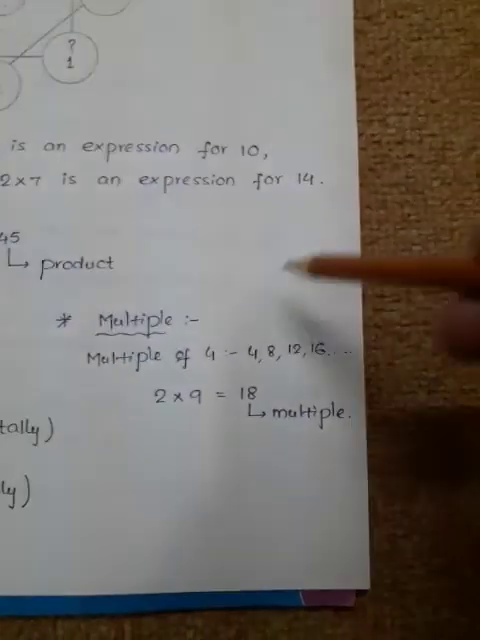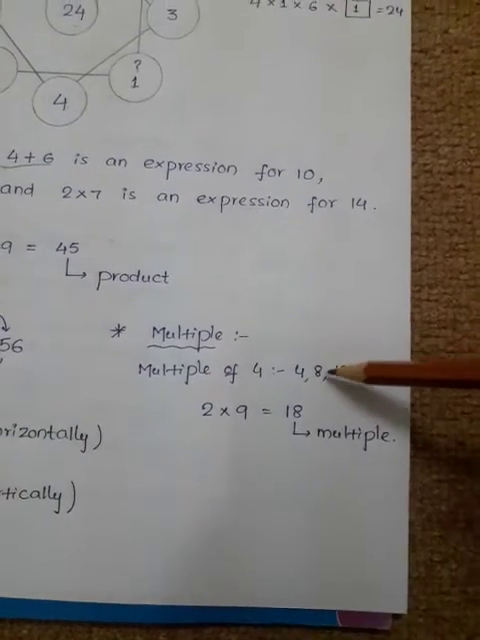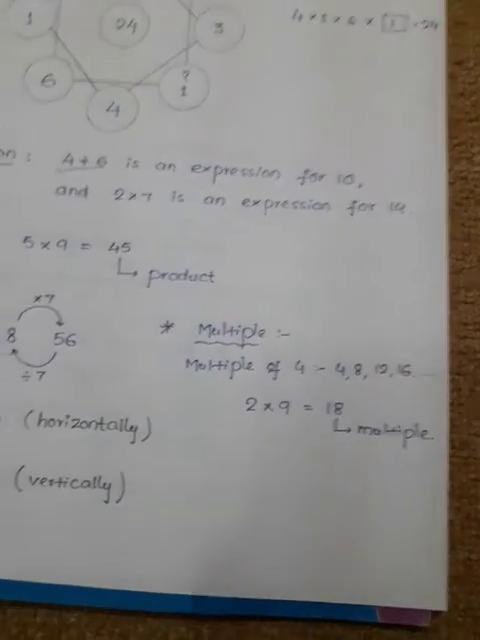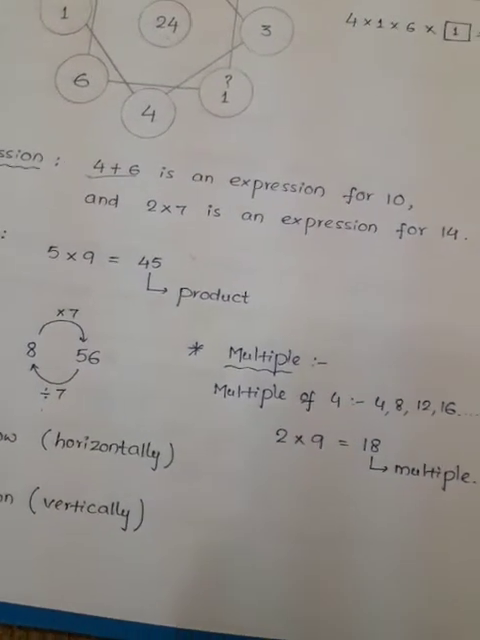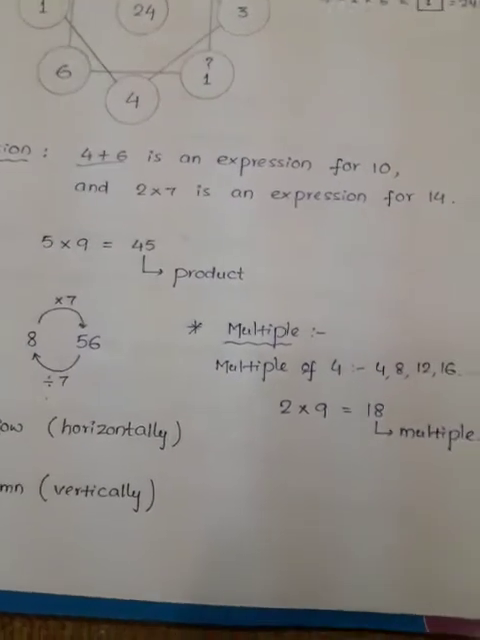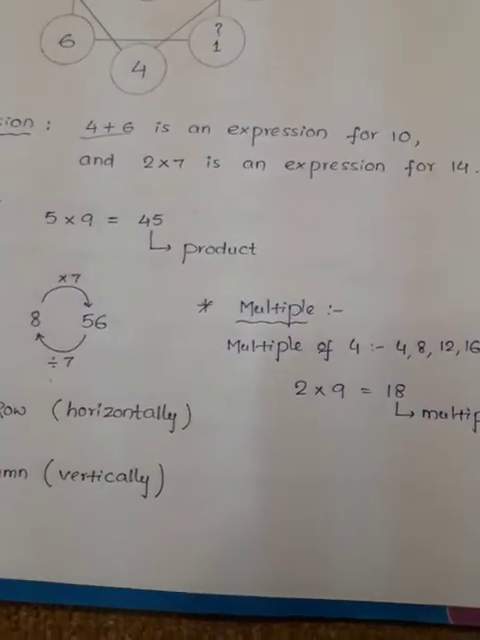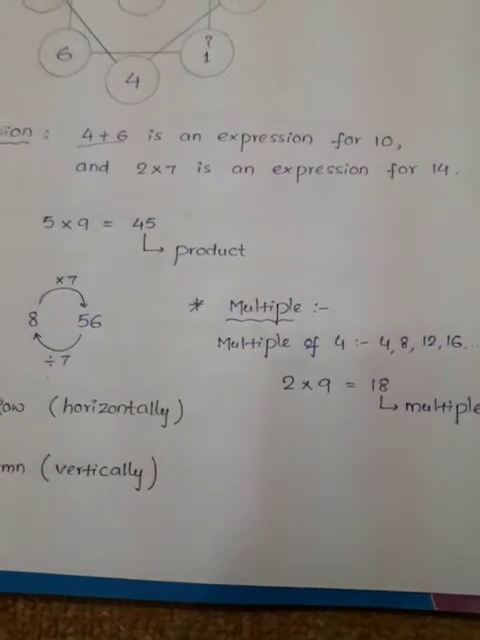Okay, the last concept: multiple. What is multiple? Multiple of 4 means 4, 8, 12, 16, 20. That means the answers of the table. Multiple means not multiplication, multiple. So suppose I ask the multiple of 2, what is the multiple of 2? Answer: 2, 4, 6, 8, 10, 12, not the table, only the answers.